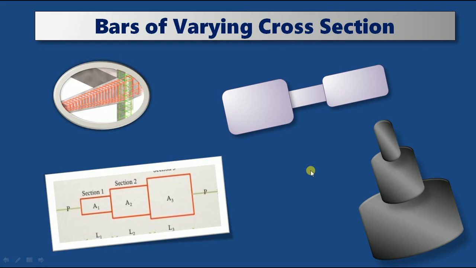Welcome to Mechanical Engineer Gate Tutorials. In this video lecture I am going to explain how to find the total extension of a bar with varying cross-sectional areas. That means how to find the change in length of an entire bar which has different cross-sectional areas. That is what I am going to explain here.